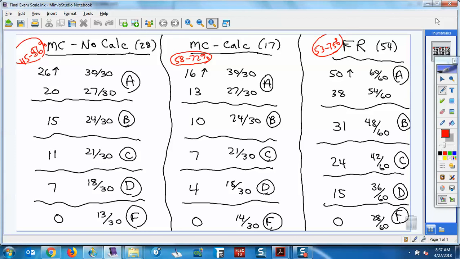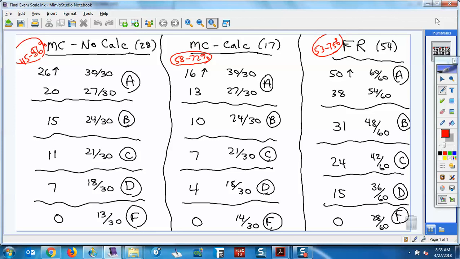Okay, so the multiple choice, no calculator, the one on Monday, historically the raw percentage has been about 45 to 56%, kind of from the low to high end. And so the cutoffs for A, B, C, D: if you get 26, now there's 28 questions, right? So 26, 27, or 28, you get 30 out of 30. So that's your goal. If I only miss 2, you can get 30 out of 30, okay? 20 out of 28 will get you an A, 15 out of 28 a B, 11 out of 28 a C, 7 out of 28 will get you passing.